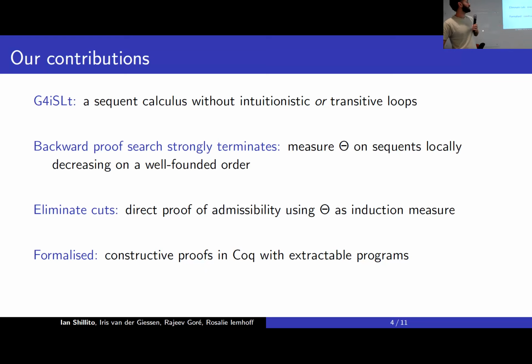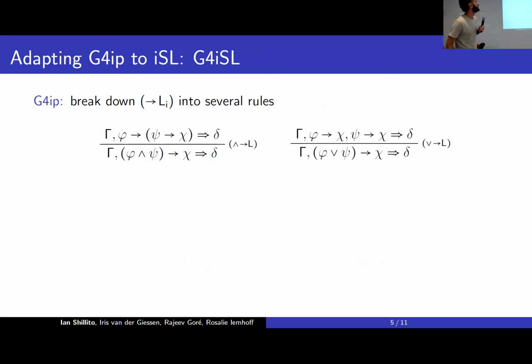Okay, so first step, let's construct the calculus. So we want to get rid of the intuitionistic loop, and we want to get rid of the modal loops. So first, let's do the intuitionistic one. It is quite well known that you can get rid of the implication left rule, which was quite problematic, by breaking it down into several rules. This is a calculus that has been reinvented several times by Dyckhoff, Hudelmaier, Vorobev, and others, I believe.